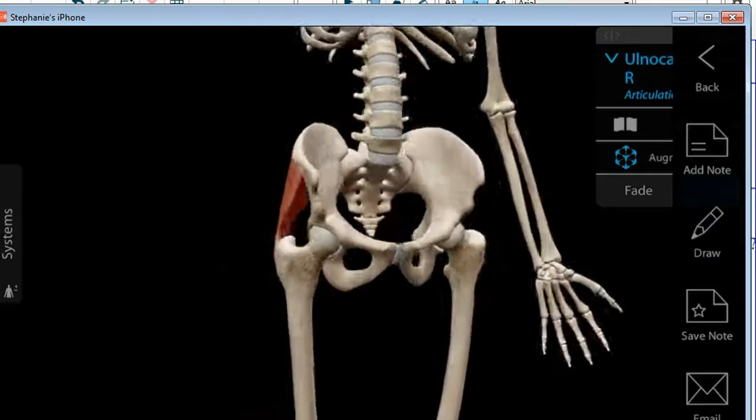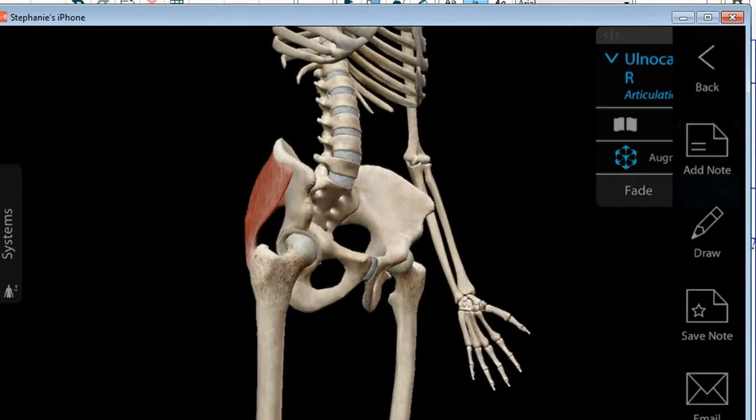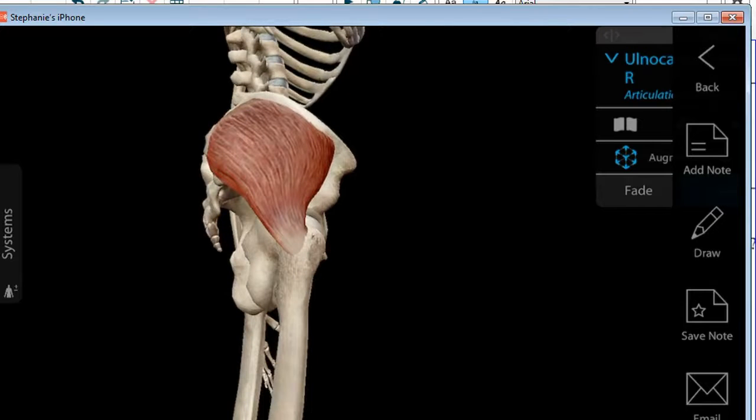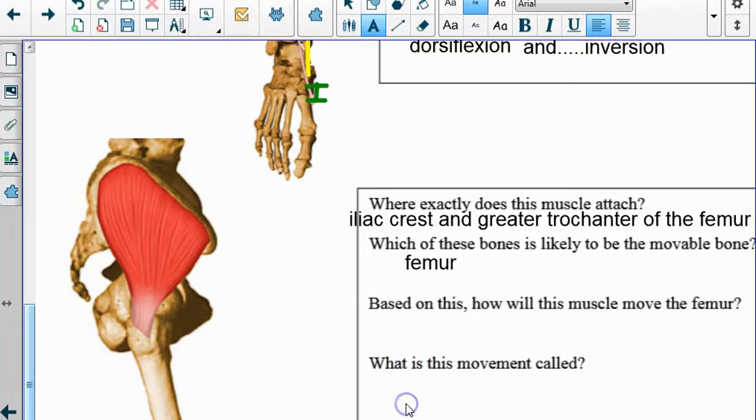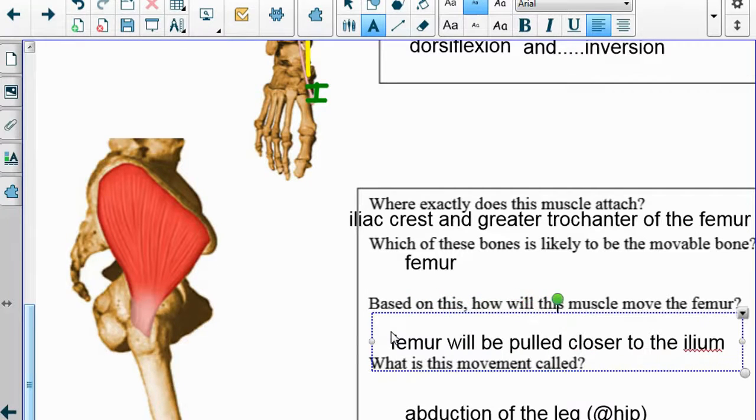You have to understand what movements we're capable of at our ball and socket hip joint. So move the greater trochanter closer to the iliac crest. And if you do that, you will get a movement called hip abduction. I'm going to write abduction at the hip. So the femur will be pulled closer to the ilium. And that will cause abduction of the hip.